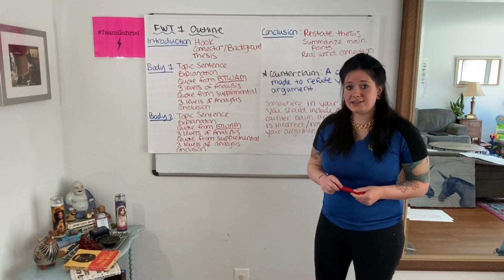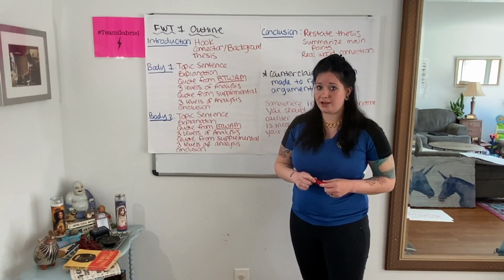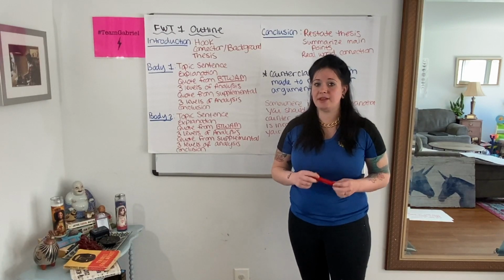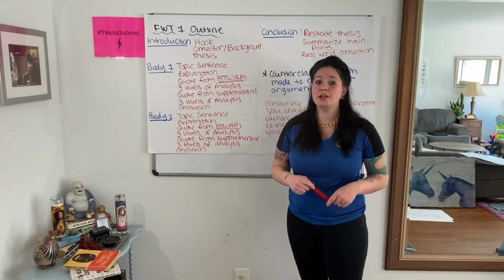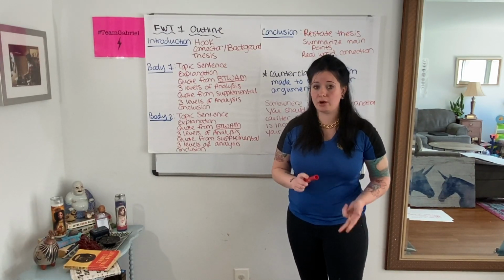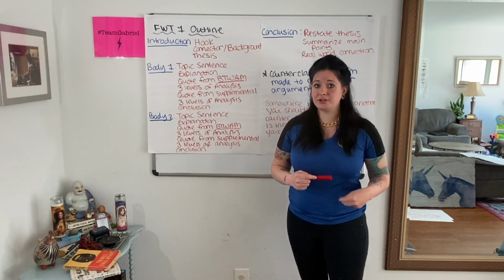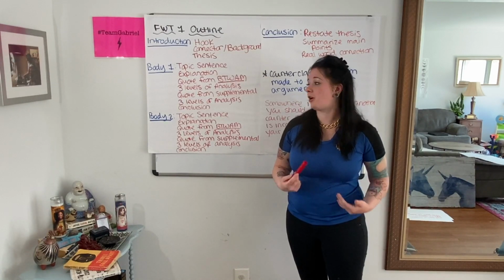Now, in this essay, you're going to use 2 quotes per body paragraph. We have read 2 supplemental texts. We had 2 different articles. So you'll have 1 quote from Between the World and Me and 1 quote from another article. I'm not going to tell you which article to use. Use the best one to support your own argument.